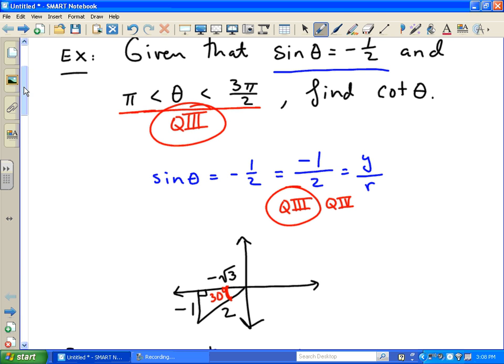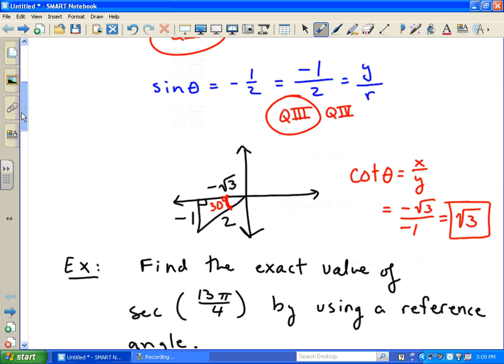Now, that being the case, I want to find the value of cotangent of theta. Cotangent of theta is the ratio x over y. The x value is negative square root of 3. The y value is negative 1. That would reduce to positive square root of 3. Okay, let's look at another example.